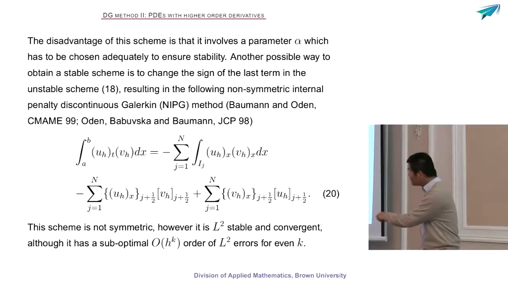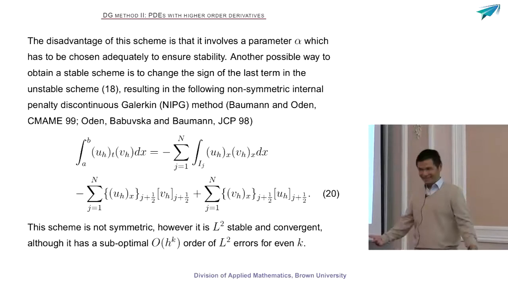Anyway, if you change the sign here, then the method becomes stable. You don't need an extra term afterwards. It's a stable method, but of course it's still not symmetric. But it's okay, right? It's a stable method. So this method is actually already usable. It's stable. It is convergent, but it's not optimally convergent.